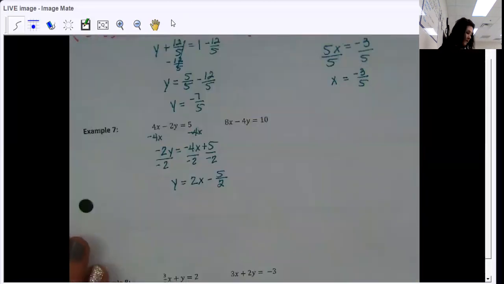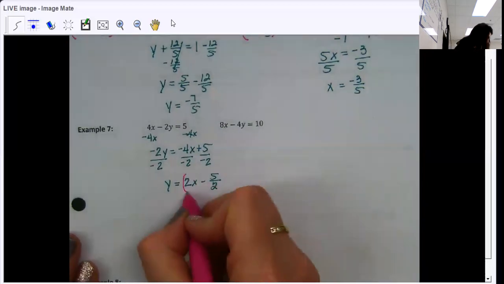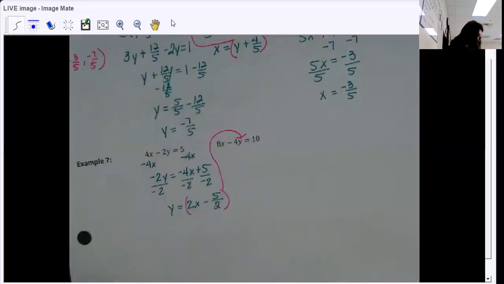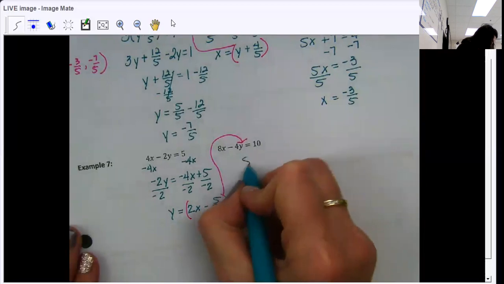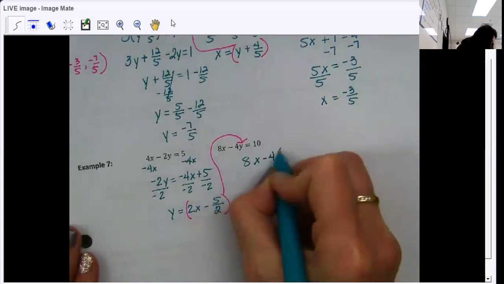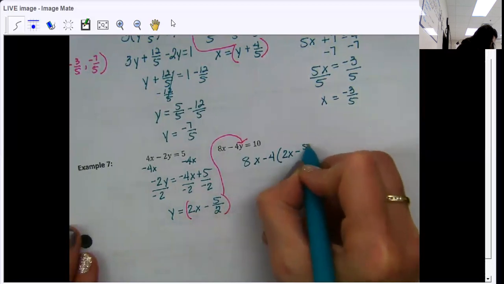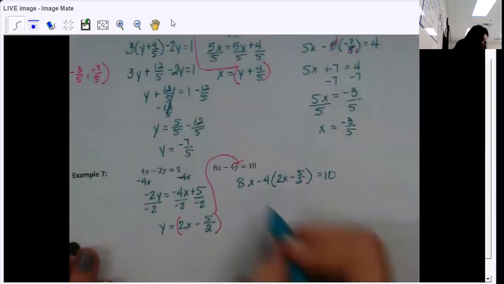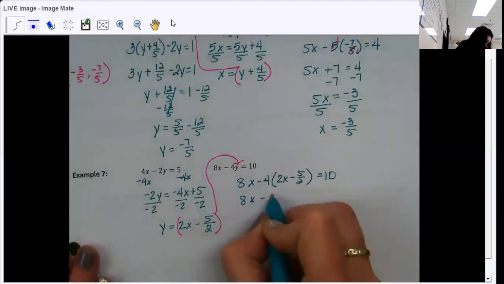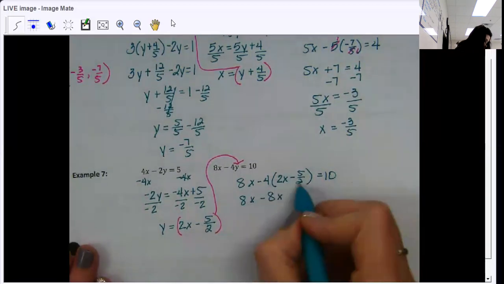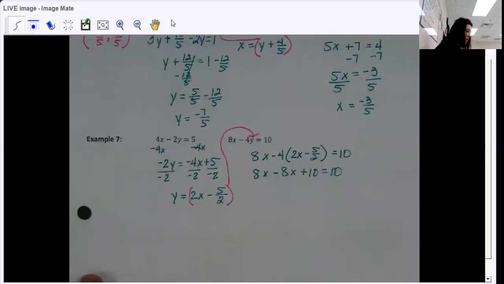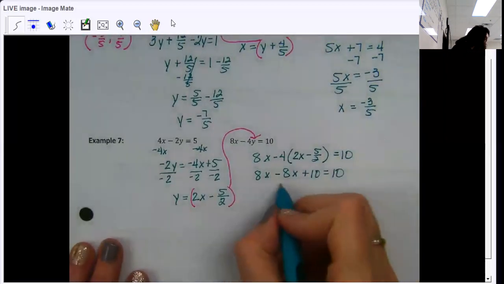So I end up with y equals 2x minus 5/2. Ugh, another fraction. That's okay. I'm now going to take this and I'm going to plug it into the y right there. Okay. So we have 8x minus 8x, and then plus 20/2, which is 10, equals 10. All right. So remember, this is going to be a little bit different. So I'm going to combine my like terms. 8x minus 8x is 0x.